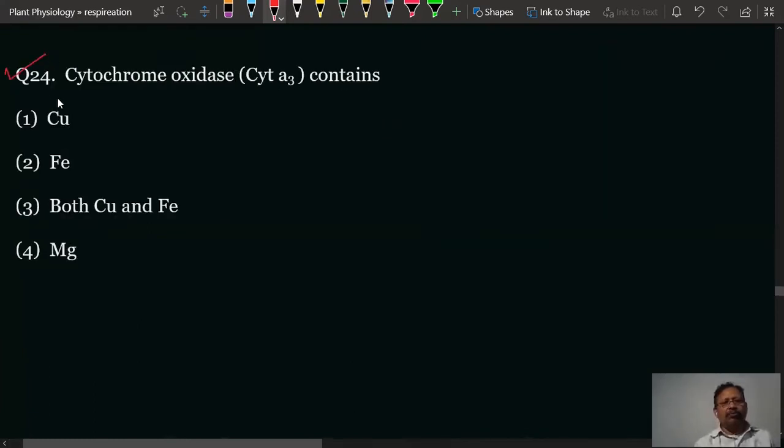Question 24. Cytochrome oxidase, that is cytochrome A3, contains option 3, both copper and iron. Other cytochromes contain only iron center, but the cytochrome oxidase, the cytochrome A3 contains copper in addition to iron for the transfer of electron to the oxygen. Iron passes the electron to the copper and then finally copper passes the electron to oxygen.